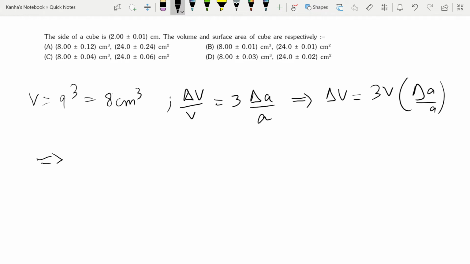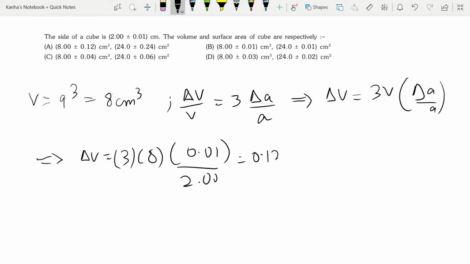That implies delta V is equal to, if I just substitute, 3, 8, 0.01 divided by 2, is equal to 0.12 centimeter cube. So how do I report this? I can report this as V is equal to 8.00 plus minus 0.12 centimeter cube.